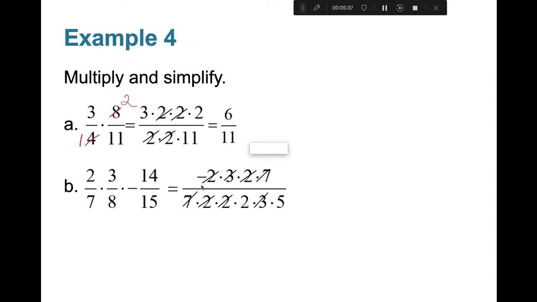When we get done, you notice we've marked off everything in the top except that negative sign. So what number are we going to put to replace that? A 1. We're just going to have a 1. And in the bottom, we've marked off everything except a 2 and a 5. So we know our answer is negative 1/10. Okay?